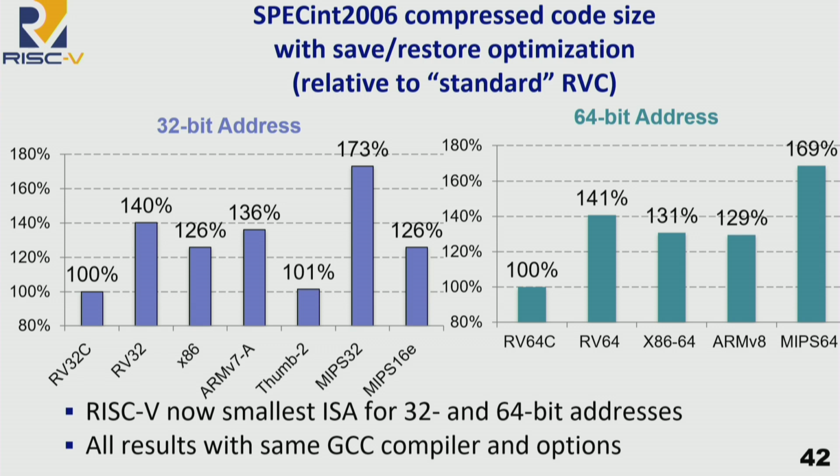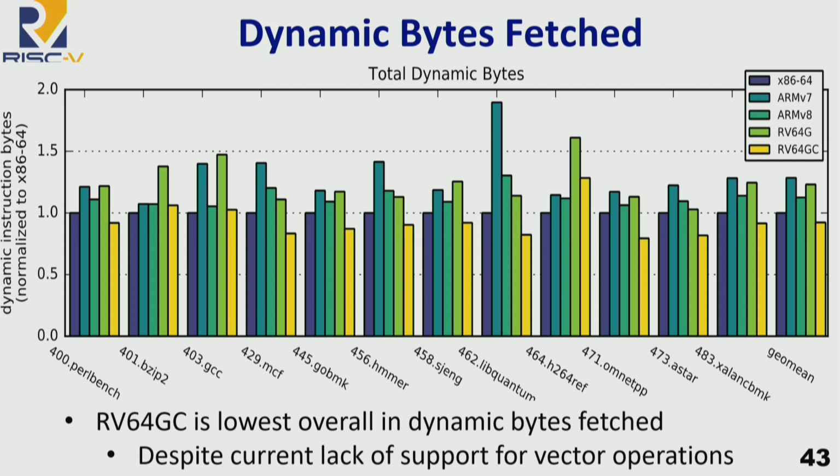The static code size is very competitive with all the other industry ISAs when we add the compressed extension and do some compiler optimizations. In terms of dynamic bytes fetched, if you look across there, you'll see that it's already much better than x86-64, and also ARM in terms of dynamic byte fetch, even though we don't have support for vector operations. It turns out the few cases where we do a little bit worse, the other ISAs are using vectors and SIMD to cut the number of instructions they execute to run the program. Once we add the vectors, RISC-V will have an even bigger advantage in dynamic bytes fetched.